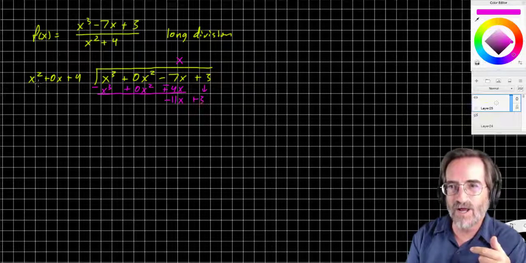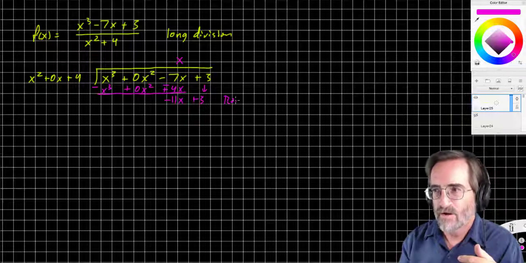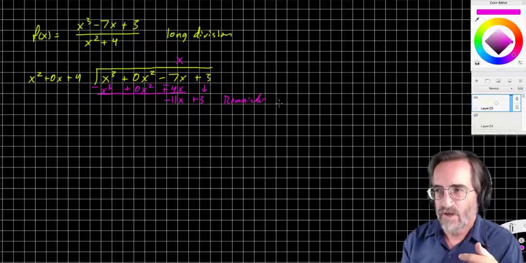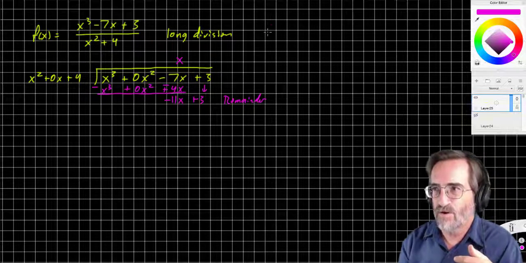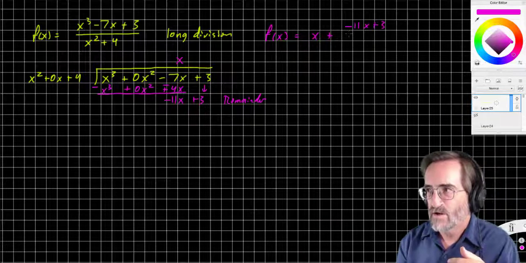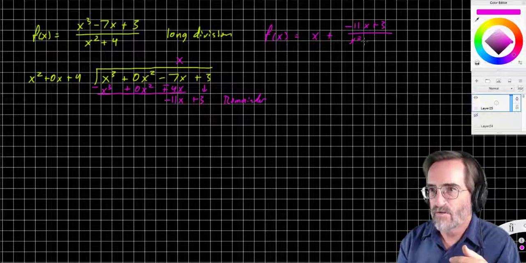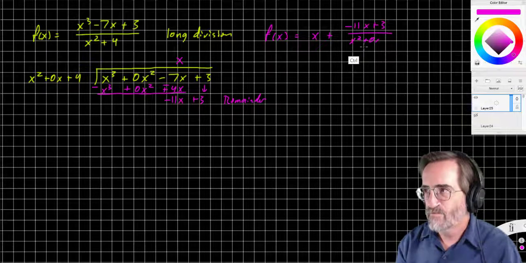Now I can't multiply x squared by anything to get this. So this is the remainder. Okay, this is the remainder. So we're going to write the remainder over the divisor. So our solution here, our rewritten formula, is this. f of x equals x plus negative 11x plus 3 all over x squared plus 0x plus 4, or x squared plus 4. Okay, x squared plus 4.